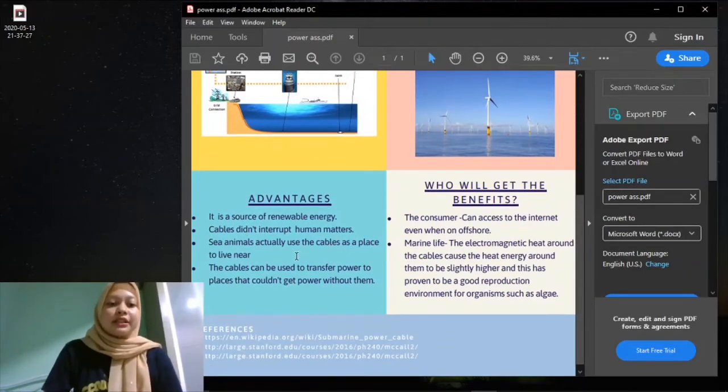It is a source of renewable energy because we use ocean energy and wind turbines. Next, cables don't interrupt human activities. This is because the cables are under the seabed, so they don't interrupt human activities at all. Last but not least, sea animals actually use the cables as a place to live near, such as algae. They make their home near the cables because of the heat energy. Next, the cables can be used to transfer power to places that couldn't get power without them, such as people who live far away from the main source.